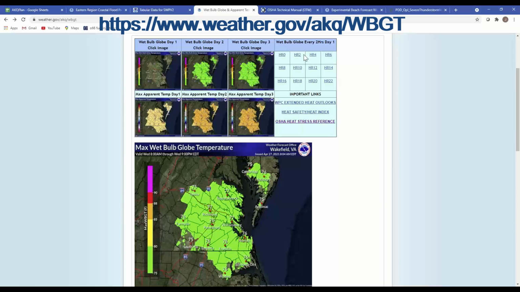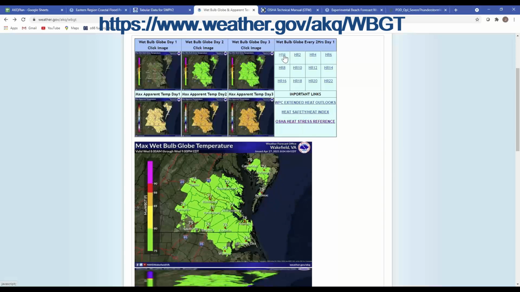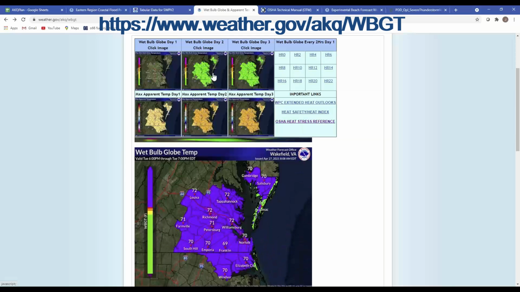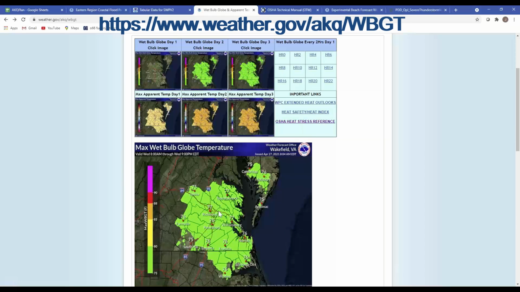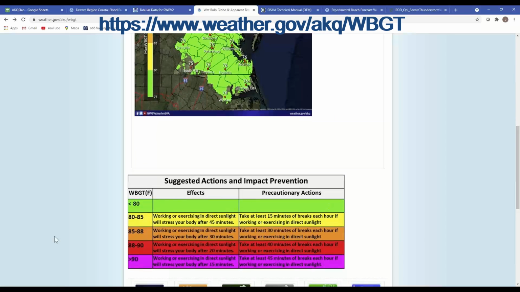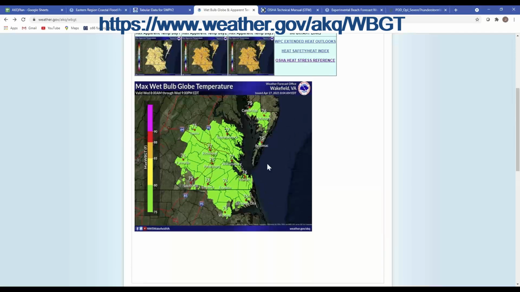And for this year, what we're going to add is we're going to have a forecast of the wet bulb global temperature every 2 hours. So the purpose of this is let's say you look at the wet bulb global temperature for tomorrow and you see some pretty high values. And notice, the values are on a scale. So let's say we have values of 88 to 90 or maybe even 95. And so you have reds and purples on this map.